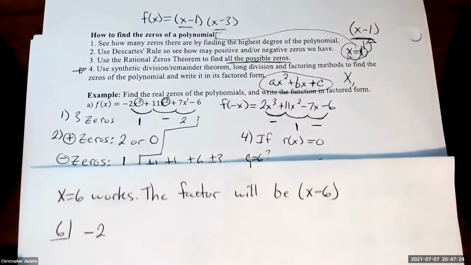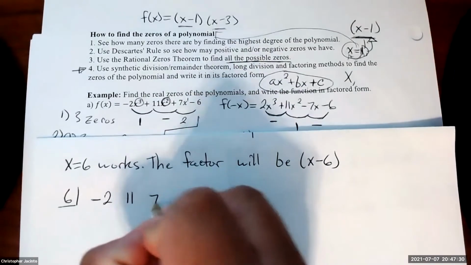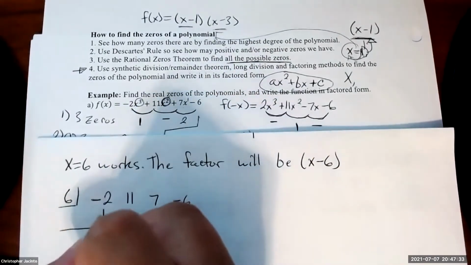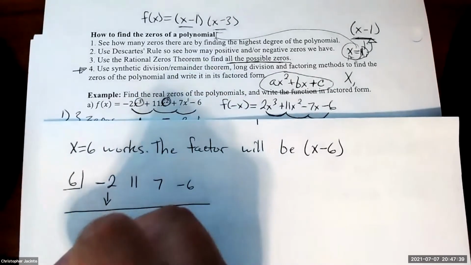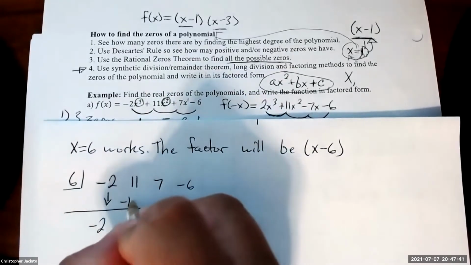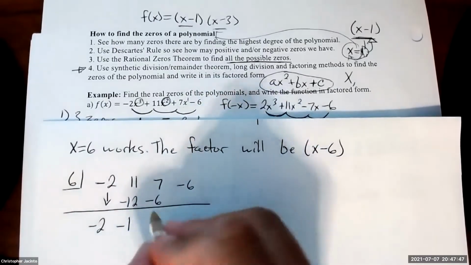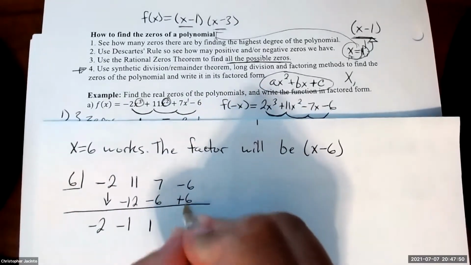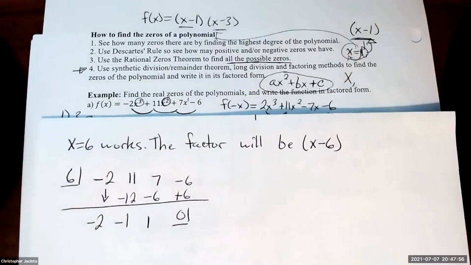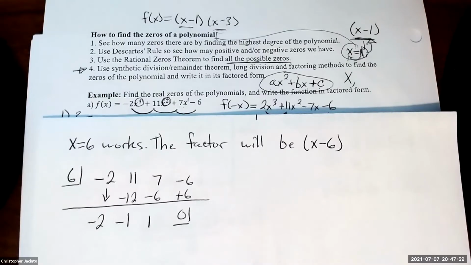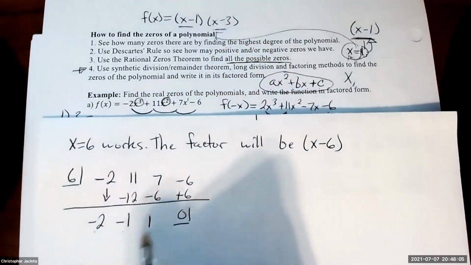So -2, 11, 7, and 6. Just regular old synthetic division like we did yesterday. So bring down the first one, multiply, always add down, multiply, add down, multiply, and perfect. We get our 0. And now we write what this is. So we started with 3, so it'll be 2, 1, 0.